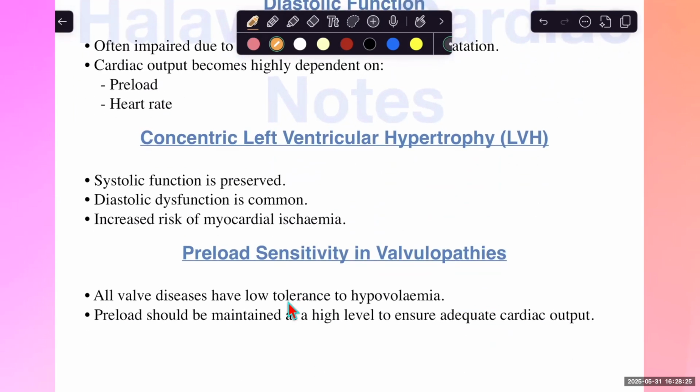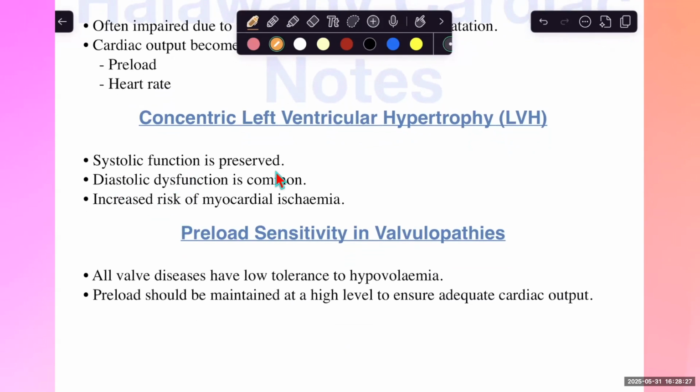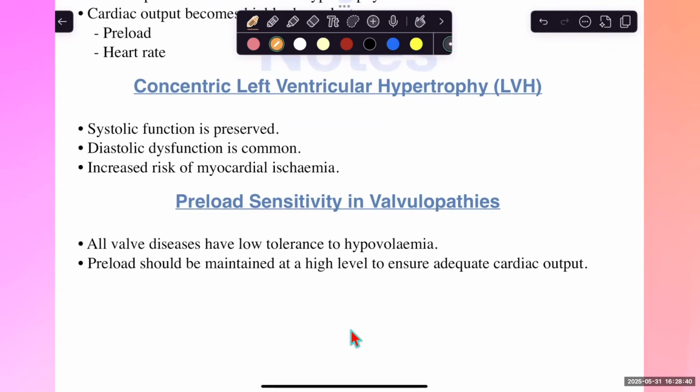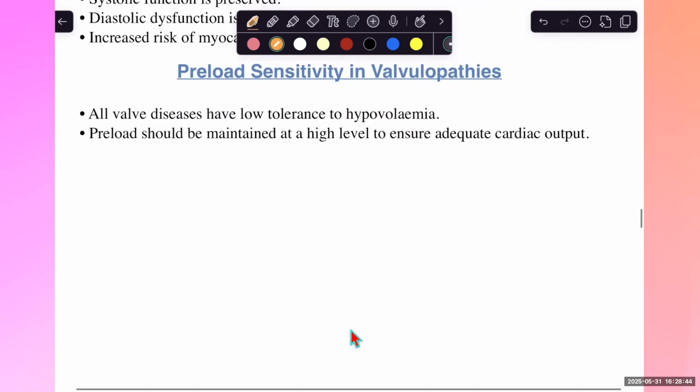With concentric hypertrophy, usually the systolic function is preserved, but mostly there is diastolic dysfunction and a higher risk for myocardial ischemia. And as I told you, most valvopathies have low tolerance to hypovolemia and also low tolerance to hypervolemia.